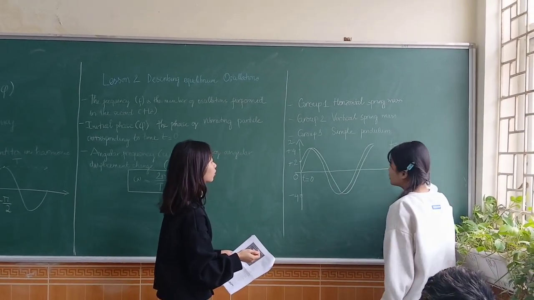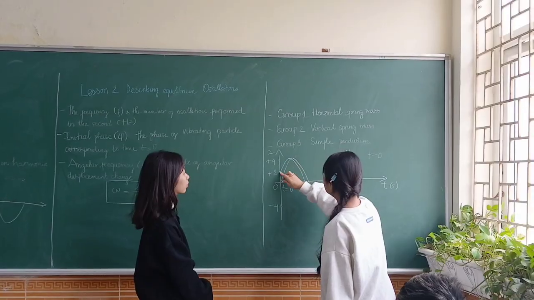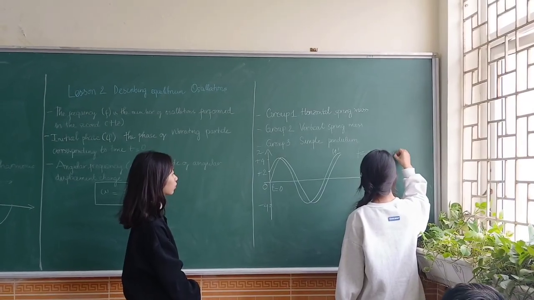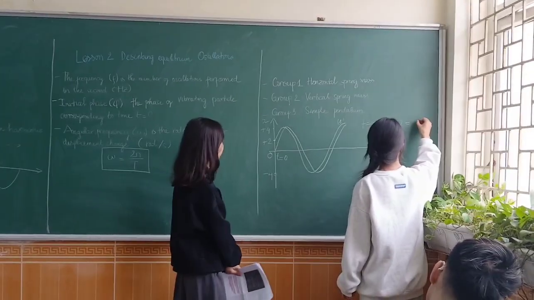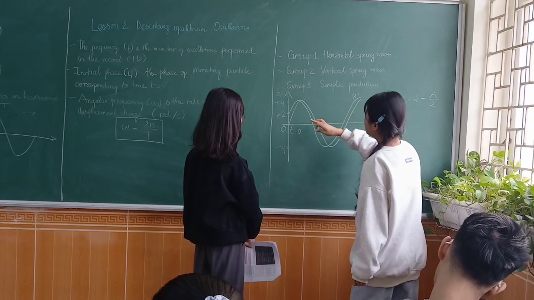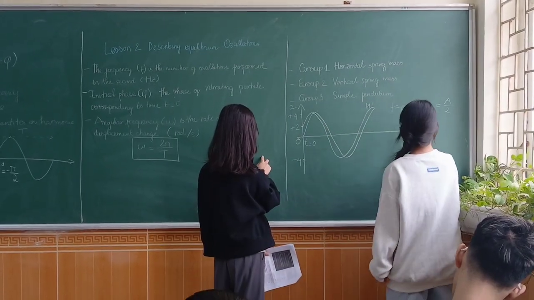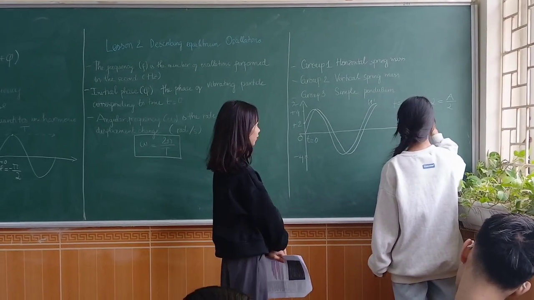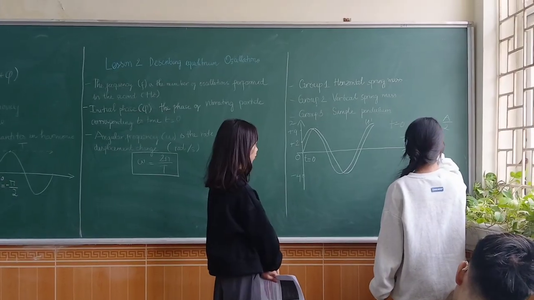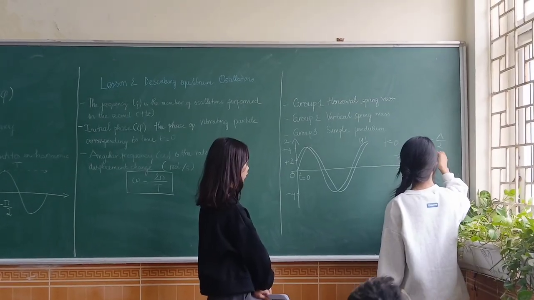At t equals 0, we can see that motion 1 starts at a displacement equal to 2 centimeters, which is half of the amplitude, and it moves toward the positive amplitude. The initial phase of motion 1 is equal to minus pi over 3.